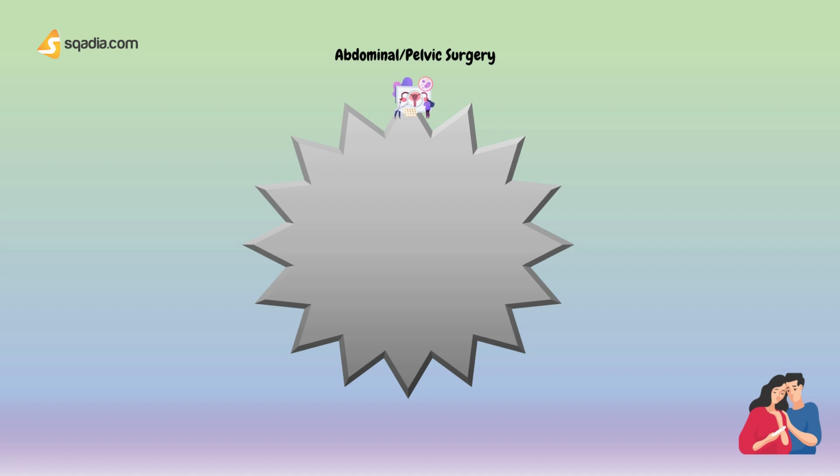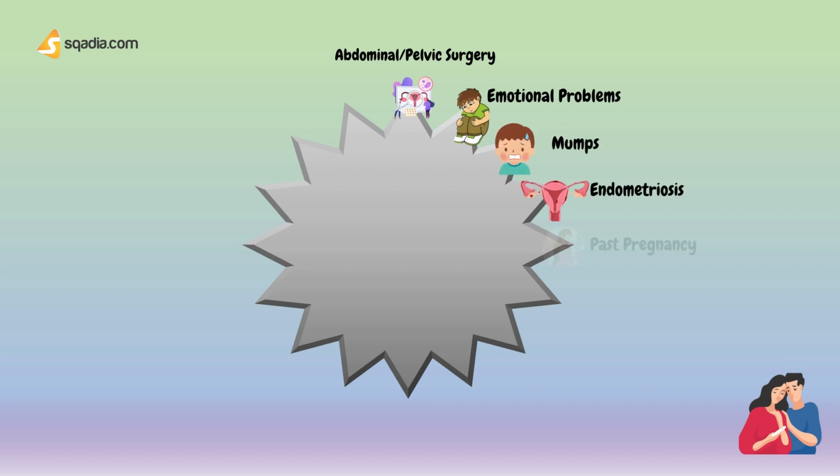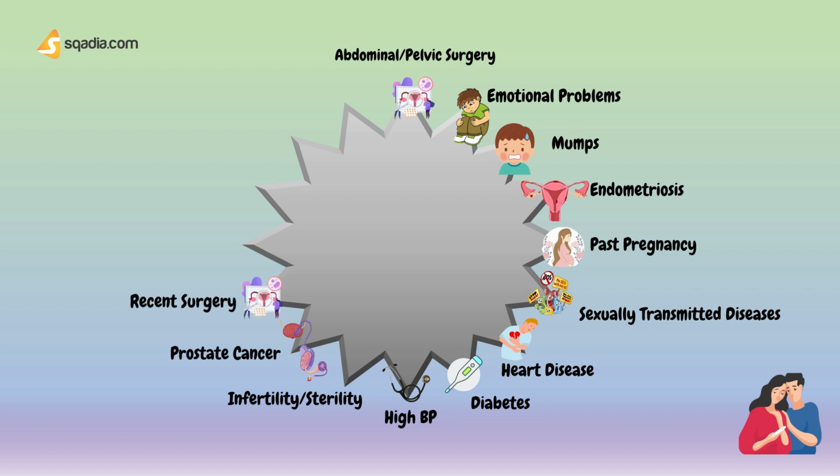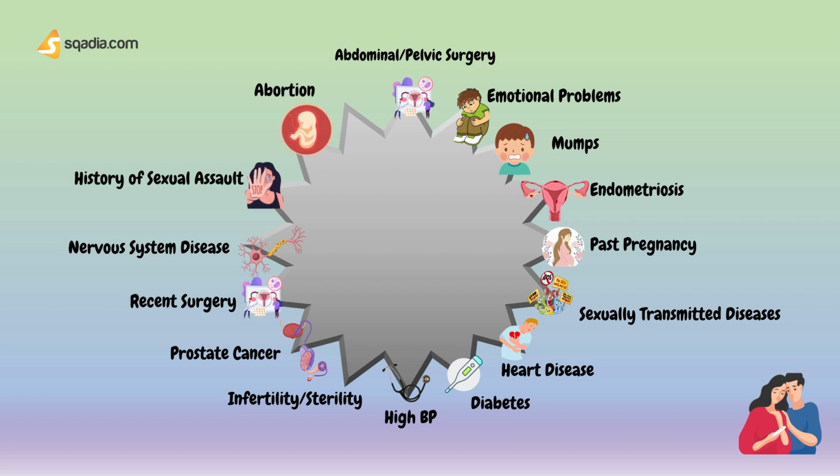Question number 2. You should know if the patient or anyone in your patient's family has had any of these conditions such as abdominal surgery, pelvic surgery, emotional problems, mumps, endometriosis, past pregnancy, sexually transmitted diseases, heart disease, diabetes, high blood pressure, infertility or sterility, prostate cancer, any recent surgery, nervous system disease, and history of sexual assault or abortion.